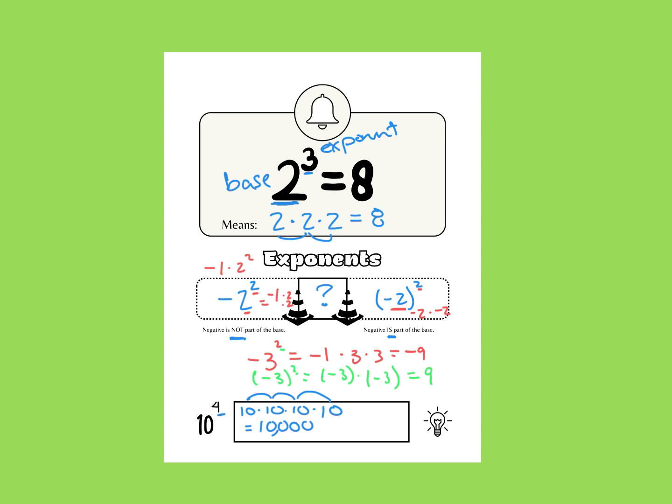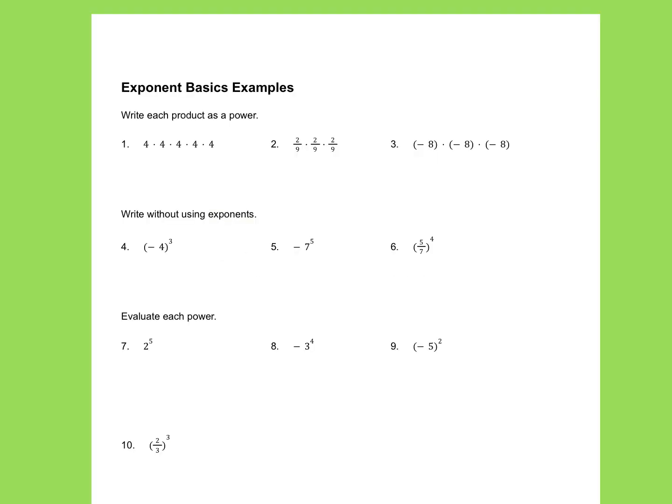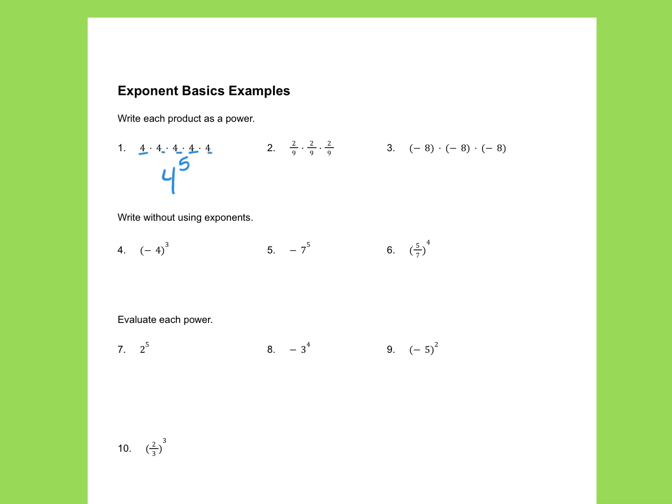So let's look at a couple examples we can do. Write each product as a power. So on this first one, I have the base of 4 multiplied by itself 1, 2, 3, 4, 5 times. So 4 to the 5th power. Number 2, I have a base of 2 ninths, and it's being multiplied by itself 1, 2, 3 times. So the exponent is going to be 3.